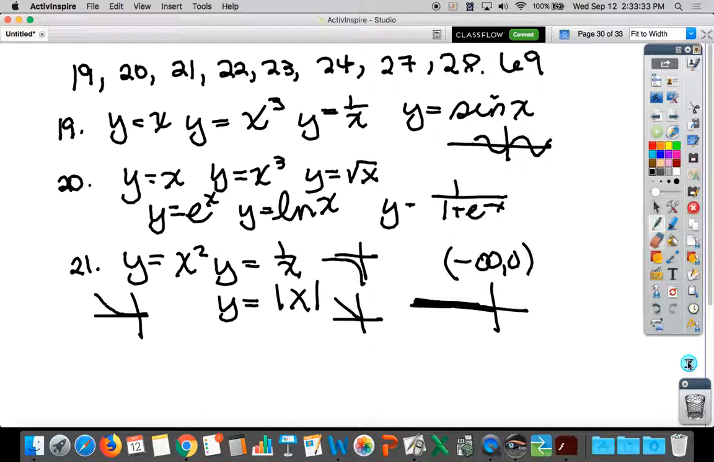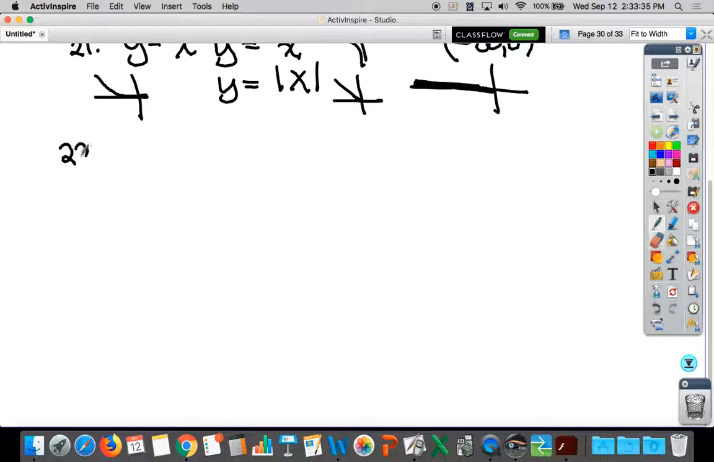Now, 22. The three functions with infinitely many local extrema. Throw some out there for me. I put cosine. Sine and cosine. Infinitely many means that it has these constant highs or lows or both. Now, what's the last one? I don't know if anybody got it.